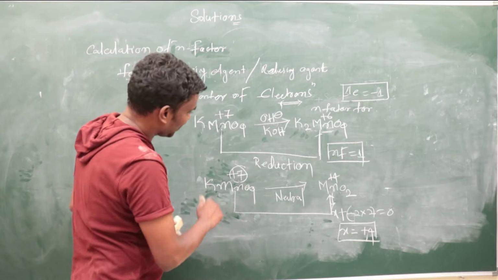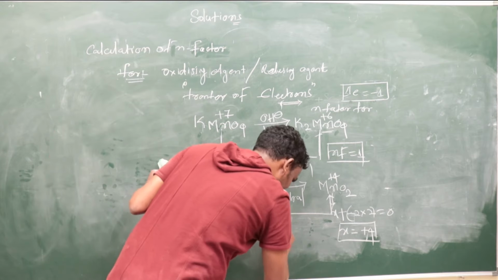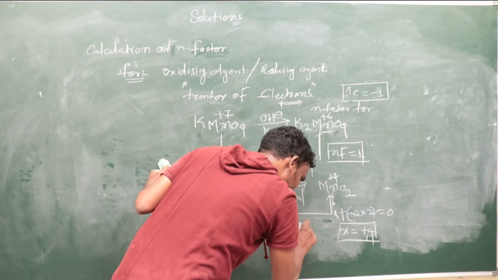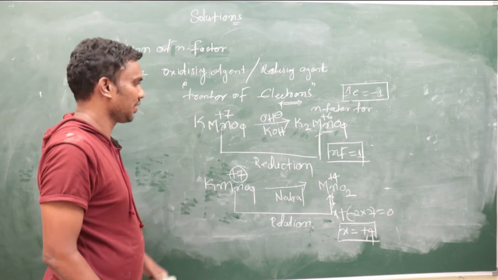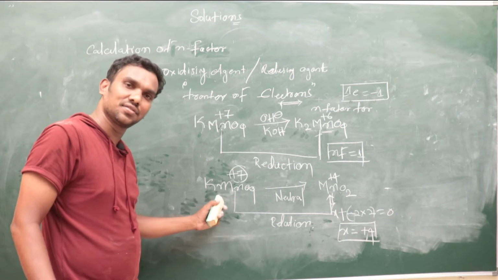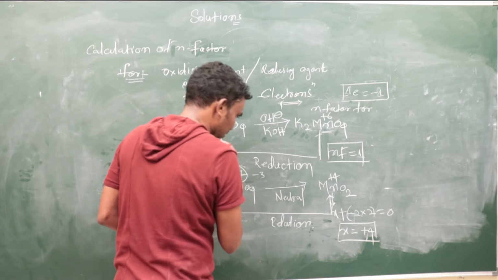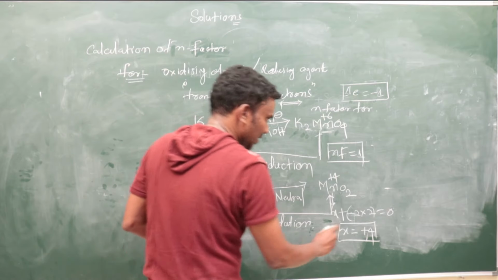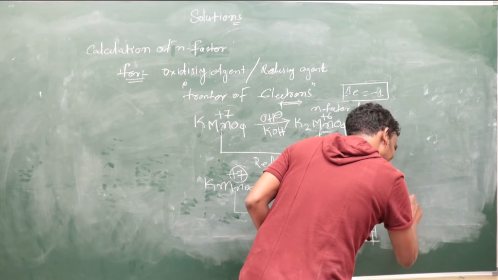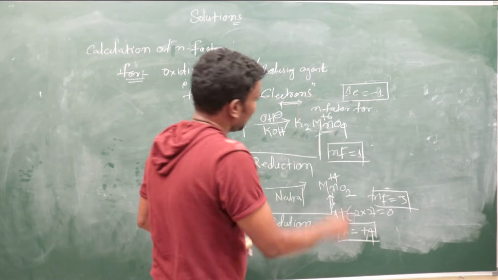So this is about reduction. So how many electrons are transferred here? 3 electrons are transferred. So that is the reason the n factor is 3, sir.